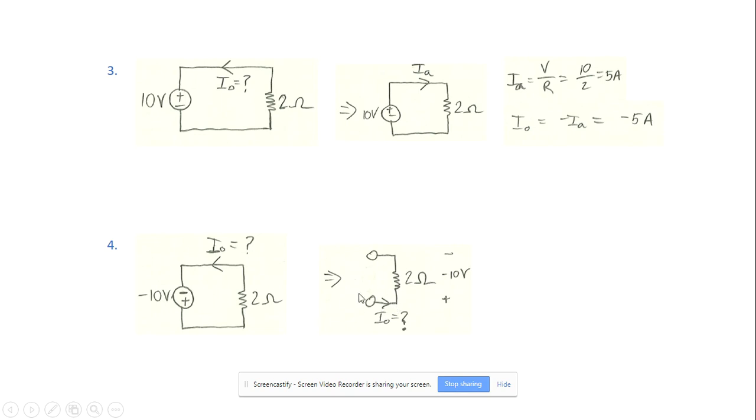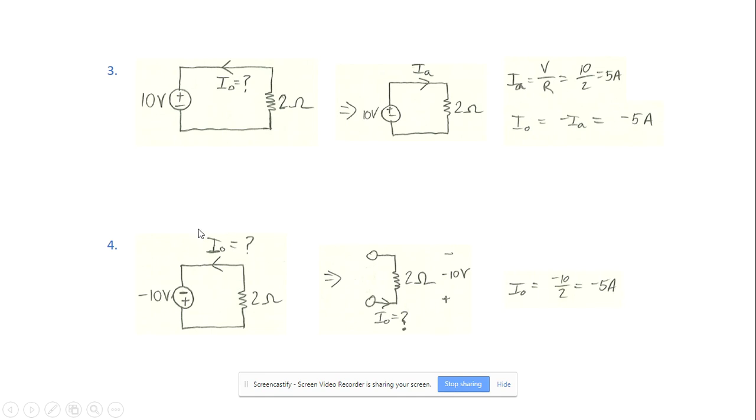So to redraw this, again, this is actually the same direction, so it's still flowing counterclockwise, right? So it's entering the positive, which is correct based on passive sign convention, which means that our current is just negative 10, just because the voltage is defined as negative 10 volts from bottom to top, right? With the current entering the positive, and that means our I naught as it's defined is negative 5 amps.